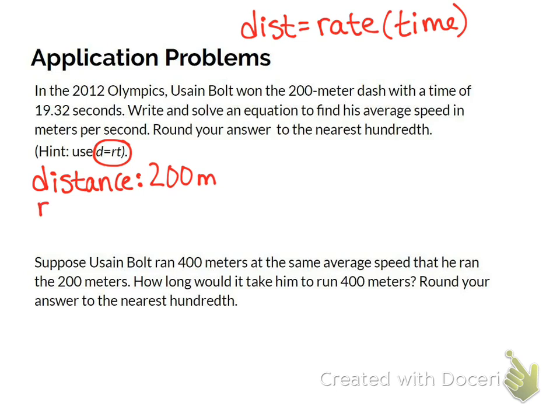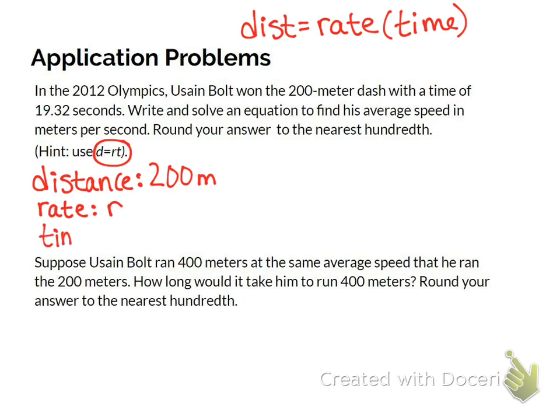His rate. Do we know his rate? Did they tell us how fast he ran? No, that's what they're asking us to find. His average speed. That's another way of saying his rate. So if we don't know it, what are we going to call it? R. R works for me. We don't know it, we give it a variable like R.